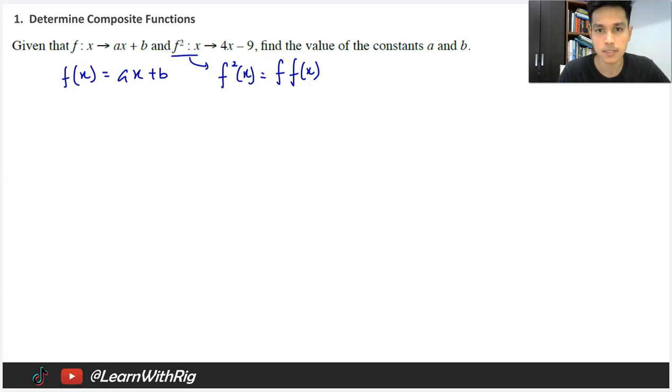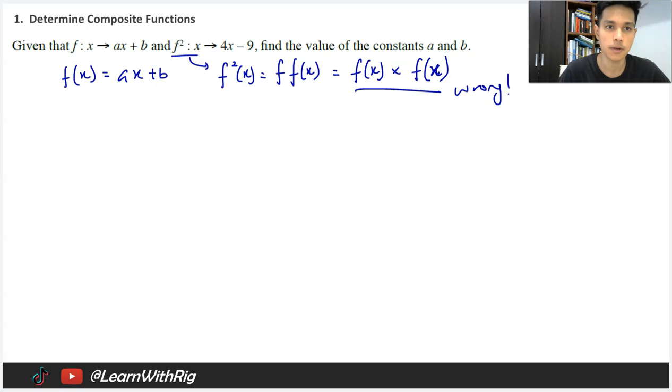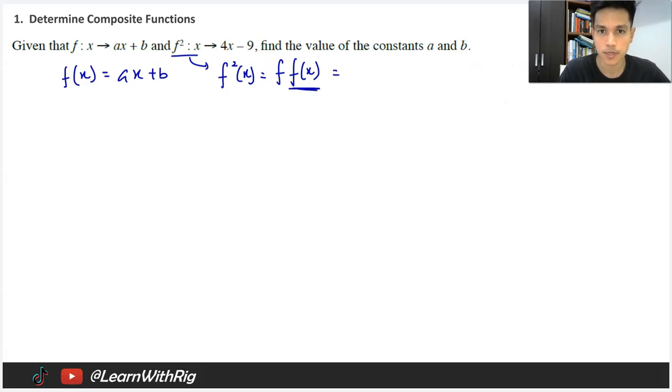This does not mean multiply. You cannot do this, you're not allowed to do this. This is wrong. What this actually means is that you are substituting the fx value, which is the front one here. This becomes the object, and you're going to substitute this into this function, which is the same function.